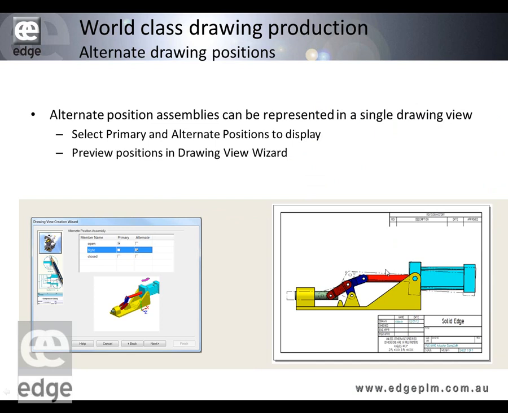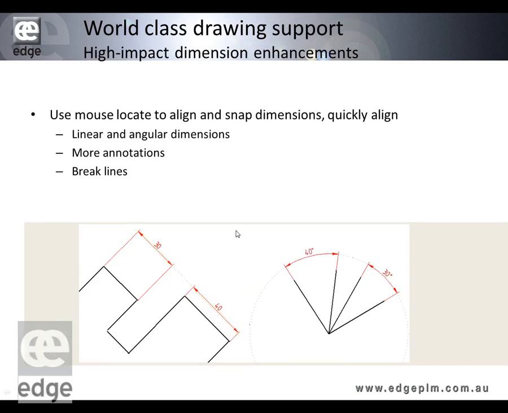Another thing that has been heavily requested by a lot of our users is to be able to show alternate positions of an assembly in a drawing. So using an alternate position, we automate this, bring it through into the drawing so you can see a shaded view as your base view and the alternate positions in dotted. And again, we'll have a look at that as well.